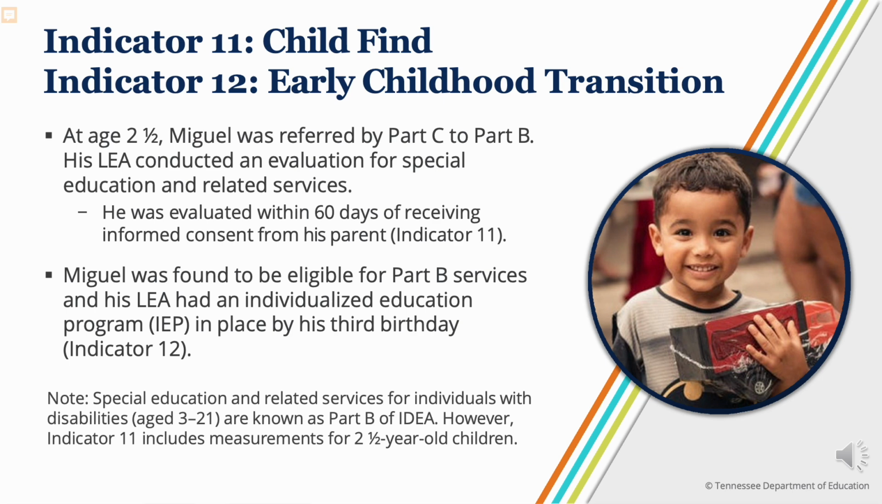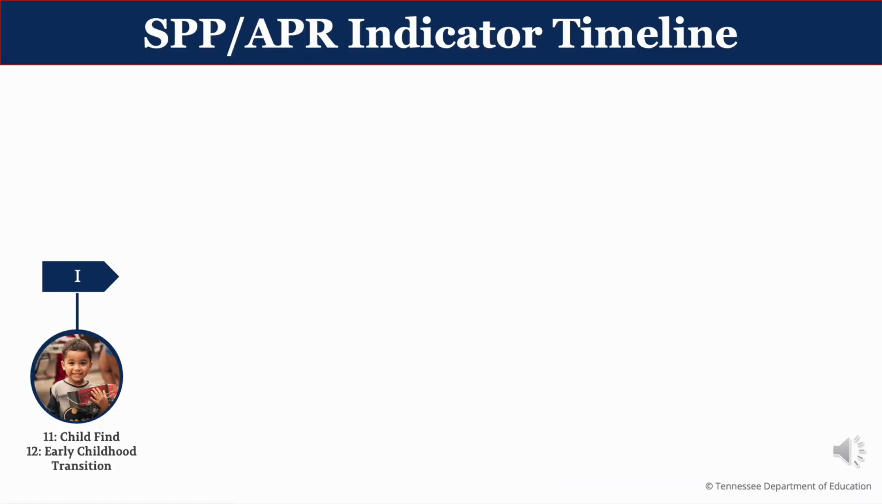He was determined eligible for special education, and his IEP team ensured that his IEP was completed and implemented by his 3rd birthday, creating a seamless transition to preschool Part B services, LEA services. This is measured by indicator 12. Both indicators 11 and 12 are compliance indicators with a 100% compliance target, which means that OSEP expects all states to ensure that LEAs follow procedures and meet timelines for 100% of children. As we think of Miguel's educational journey, his first flag is planted with indicators 11 and 12.